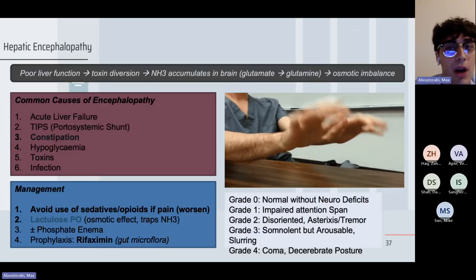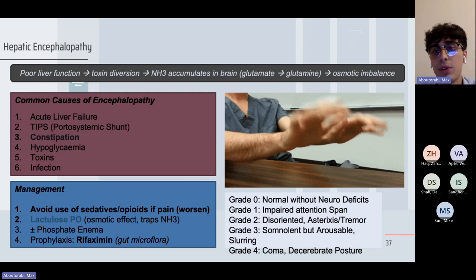And then one of the final things you need to worry about is hepatic encephalopathy. This is basically when the cirrhosis and poor liver function reduces the amount of toxins that are removed from the blood by the liver. This can then cause ammonia to accumulate in the brain, in which the astrocytes can then break down glutamate into glutamine, increasing the oncotic pressure within the vascular system of the brain, leading to osmotic imbalance, and then you'll get cerebral edema.